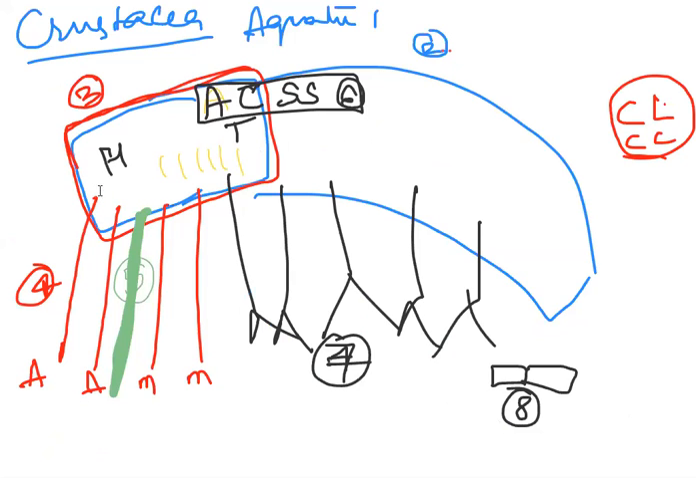From the cephalic region, the head region, cephalic appendages are two pairs of antennae, one pair of mandibles, and two pairs of maxillae. If you want, you can write the names: the first pair of antennae is called antenule, and the second pair is called antenna. Next, fifth point, the green one.